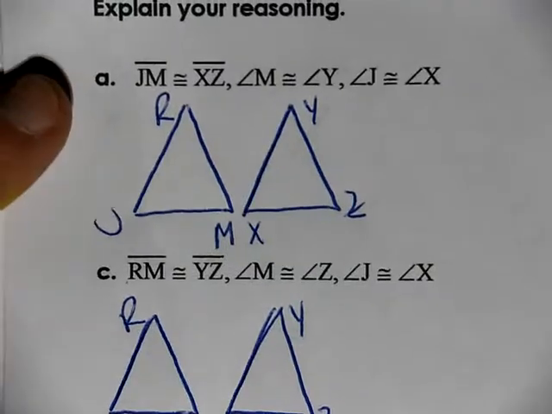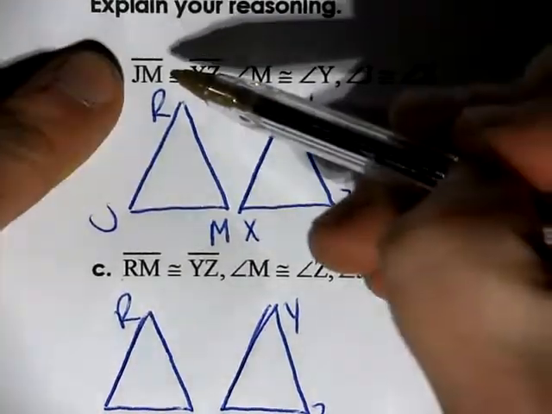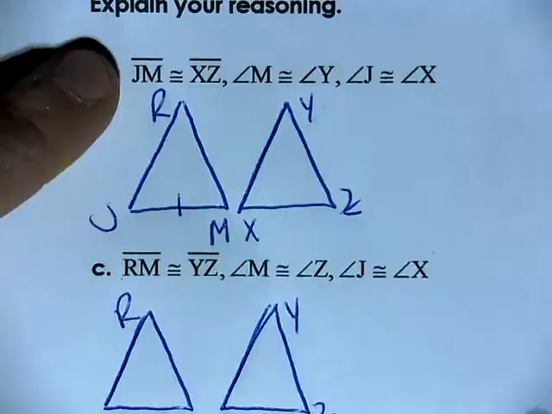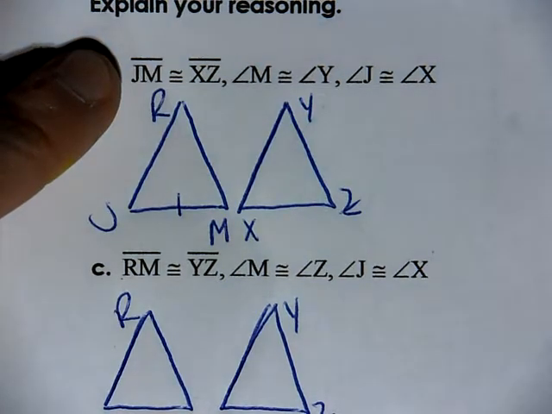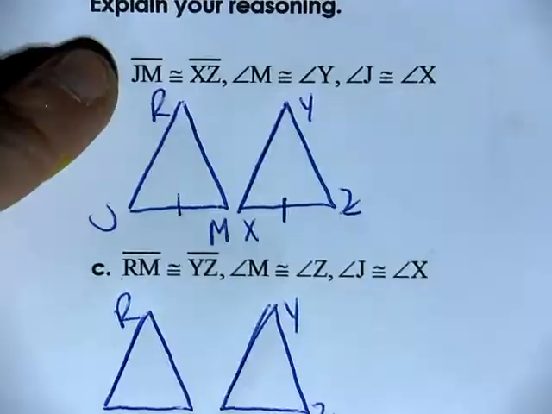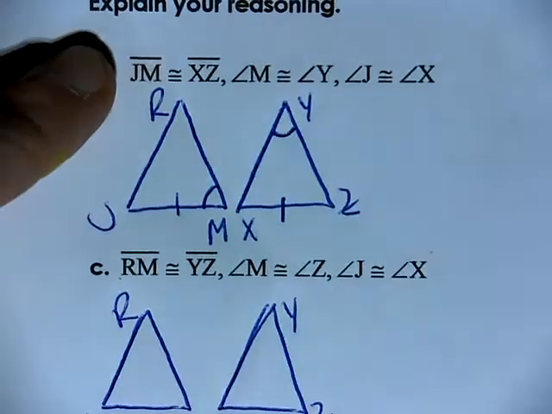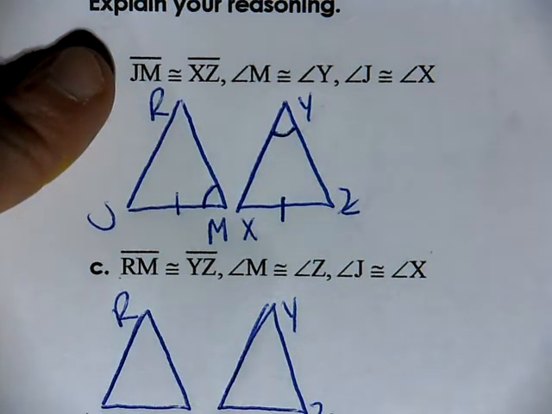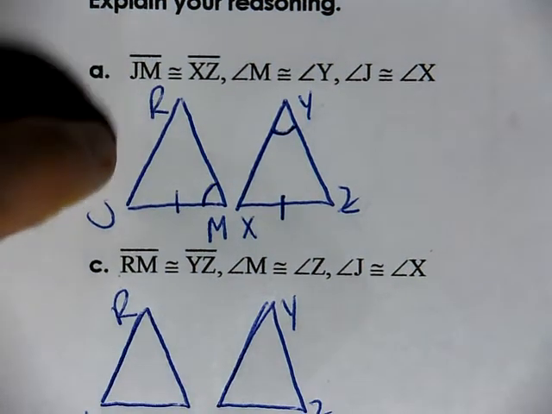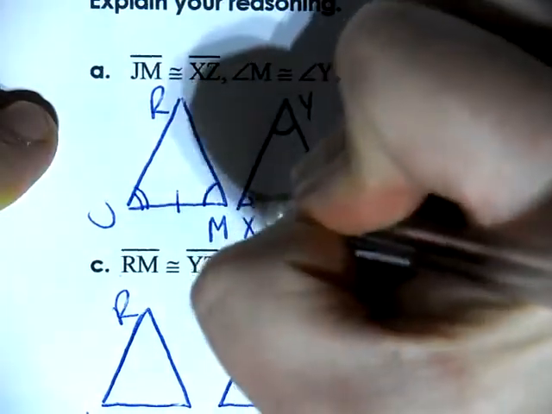So I'm going to be marking up based on what I see. I see JM needs to be congruent to XZ. Okay, so far that's good. Angle M is congruent to angle Y. Uh-oh. They do not match each other. So far, I think that the answer is going to be no. And look at this. We have angle J being congruent to angle X.